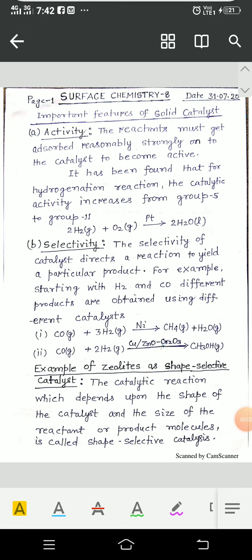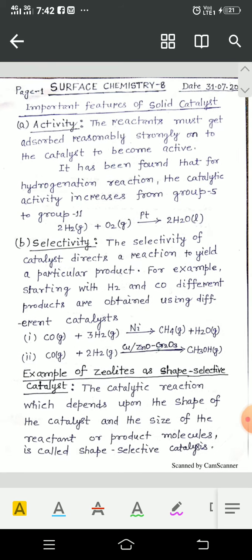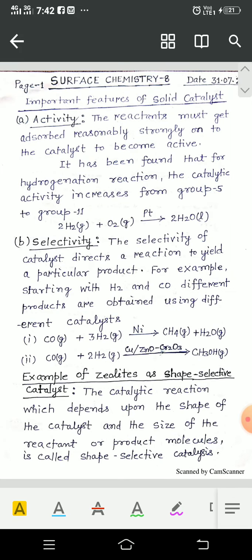There are many things that I have to discuss with you for the chapter Surface Chemistry, and it is lesson number 8 regarding surface chemistry. So see here, in lesson 8 of surface chemistry, the first thing is the important features of solid catalyst.